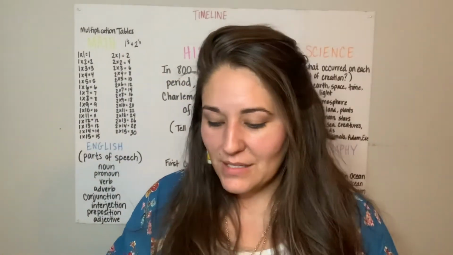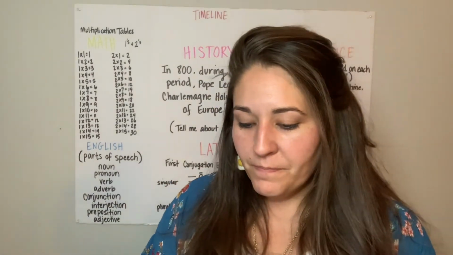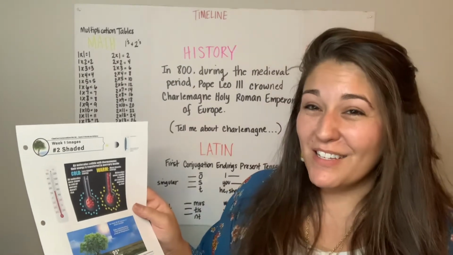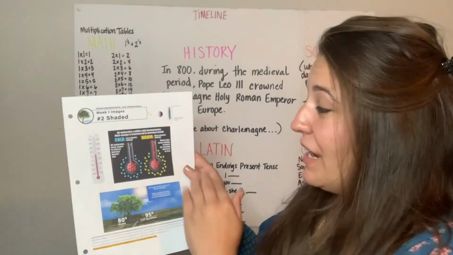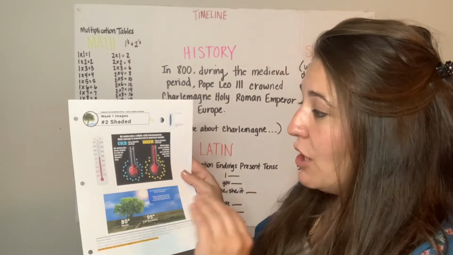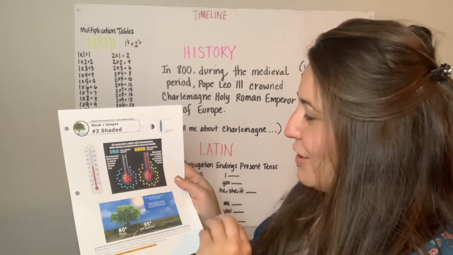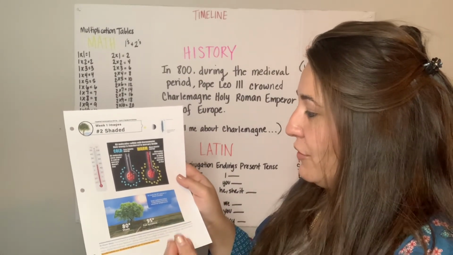And then also in science, we did an experiment about animals that live in the shade and the sun, and why they're in the shade and in the sun. We talked about thermometers and what creates a thermometer, having mercury inside, and the air molecules move slower in cold air, and the air molecules move rapidly in the warm air, causing the mercury to rise.